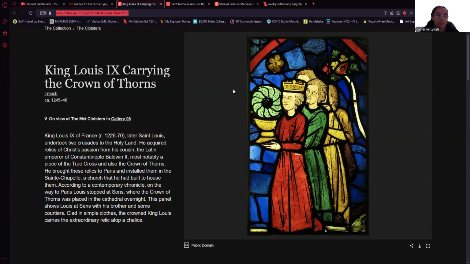First off, King Louis of France, who reigned from 1226 to 1270 and was later St. Louis, undertook two crusades to the Holy Land. So this is around the time of the Crusades. This piece shows how he acquired relics of Christ's passion from his cousin, the Latin emperor of Constantinople, Baldwin II, most notably a piece of the true cross, also known as the crown of thorns. He brought these relics to Paris and installed them in the Sainte-Chapelle.